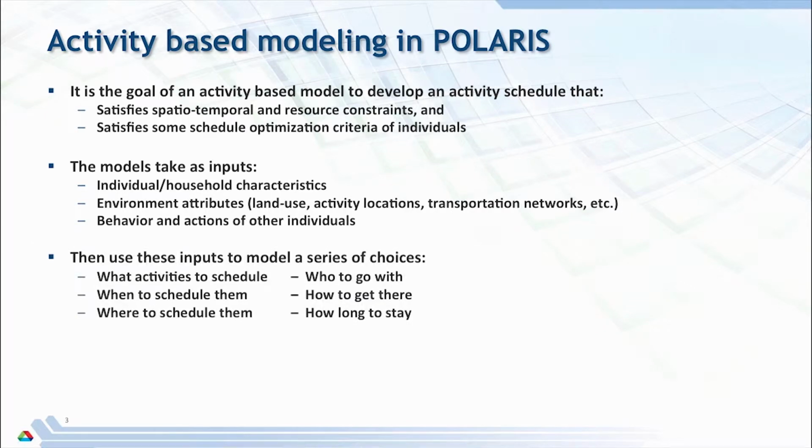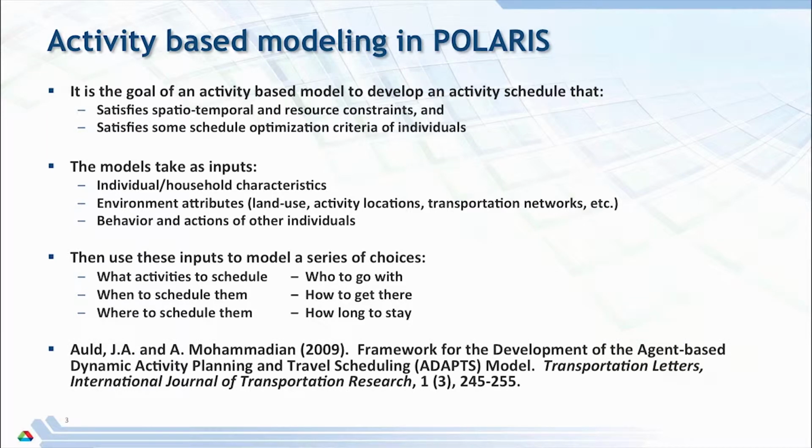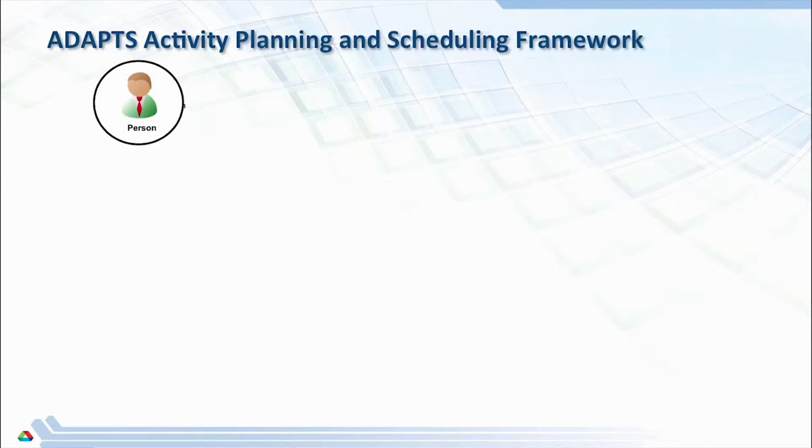The decisions that are modeled generally include the choice of which activities to perform, where, when, and for how long the activities will take place, whether other agents will be involved, and the travel mode to use. Some models, such as the ADAPS model on which the POLARIS simulation is based, also model the sequencing of these decisions. A full description of the ADAPS model can be found in the reference shown here.